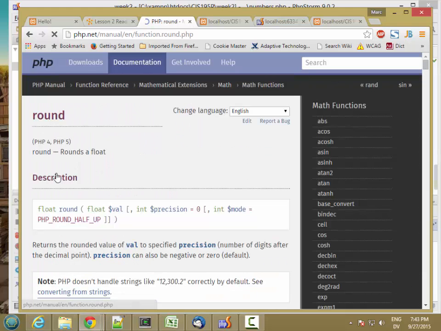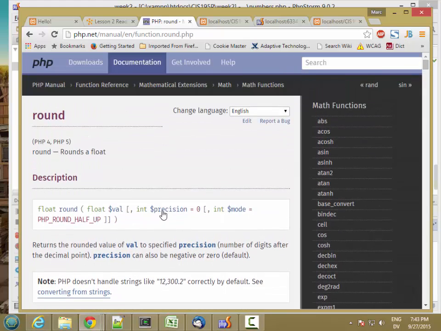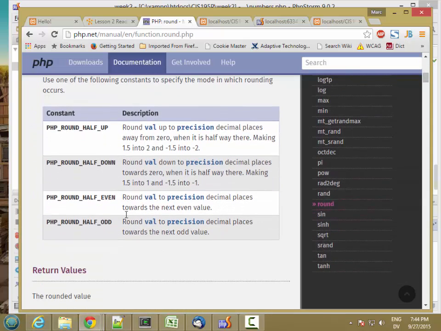Round we looked at. Here are the parameters. So it takes a value, an optional precision. So 0 means round to the whole number. 1 means round to the tenth place, so like 5.2, 5.3. 2 means round to hundredths. So for example, if you want to deal with dollars and cents, you might use precision equal to 2, and so on. And then the mode is explained here. Generally, you won't need to worry about these.